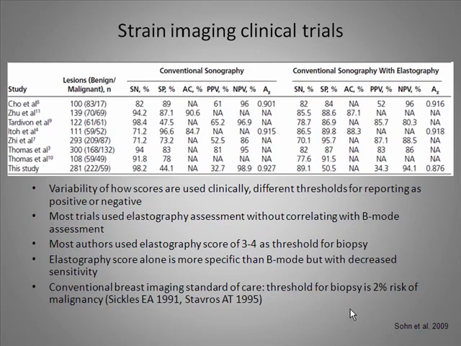And when Dr. Stavros and his investigators published their work on the sonographic evaluation of solid masses, they utilized the same threshold for biopsy. So it makes sense in the United States that we take this threshold that has already been well established in breast imaging and apply it to elastography as well. And in all of these series, elastography alone did not perform well enough to meet our standard for breast imaging.